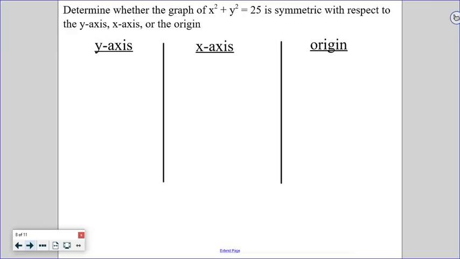All right, we got the last one. I told you we were going to do 3. X squared plus y squared equals 25. Plug in the other letter.